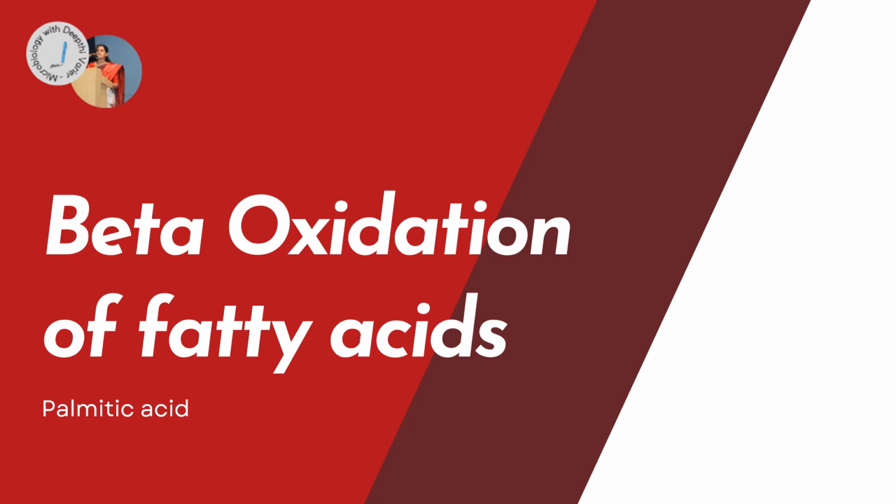Hello all, welcome back. So in this video, we will discuss the second part of the catabolism of fatty acids, which is the beta oxidation. Now in this video, we will be focusing mainly on the beta oxidation of palmitic acid, which is one type of fatty acid, and we will see how the fatty acid, which has now been converted into fatty acyl CoA, is going to be broken down inside the mitochondrial matrix.